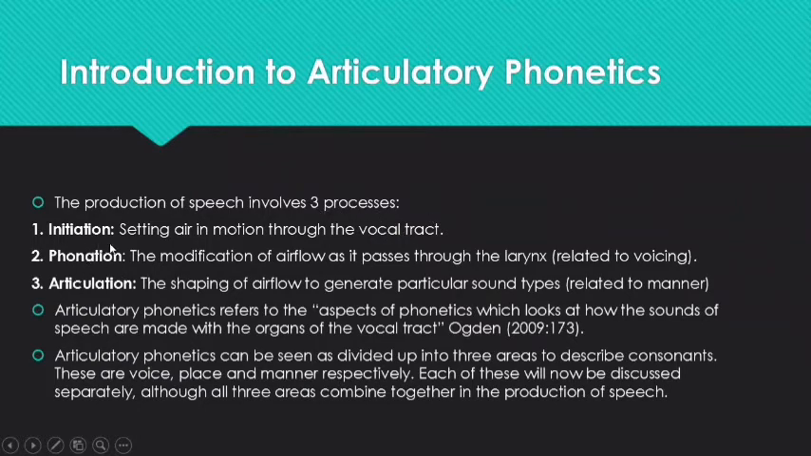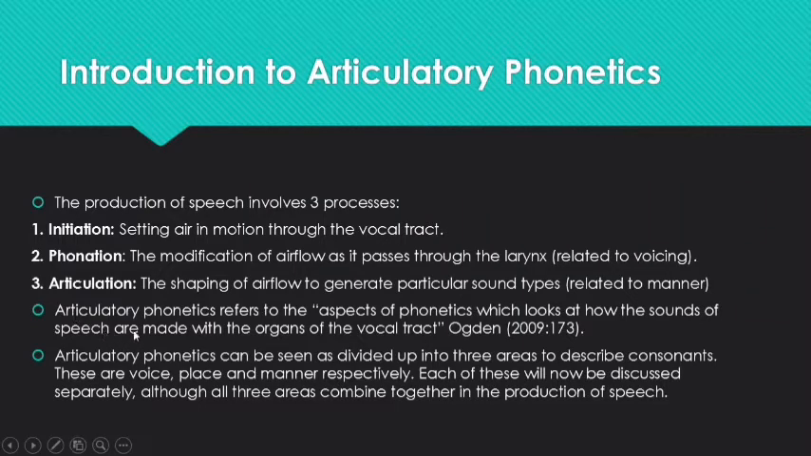Introduction to articulatory phonetics. The production of speech involves three processes. 1. Initiation, sending air in motion through the vocal tract. 2. Phonation, the modification of airflow as it passes through the larynx, related to voicing. 3. Articulation, the shaping of airflow to generate particular sound types, related to manner.